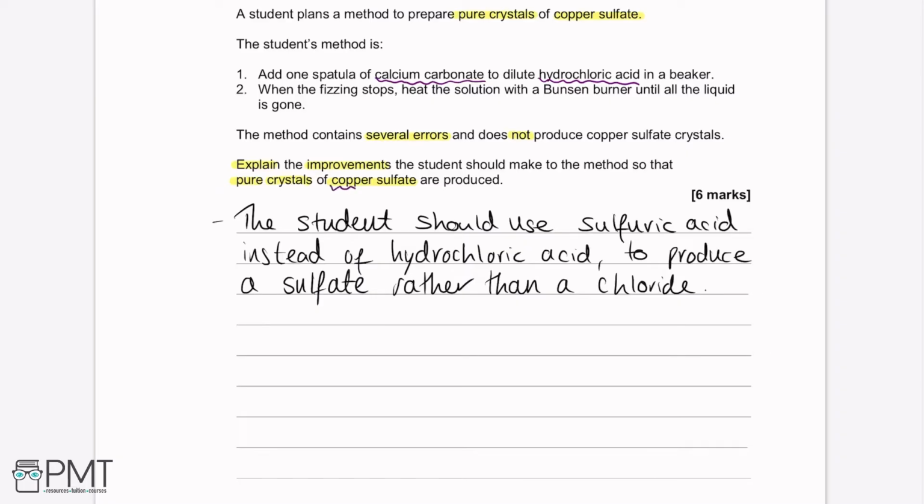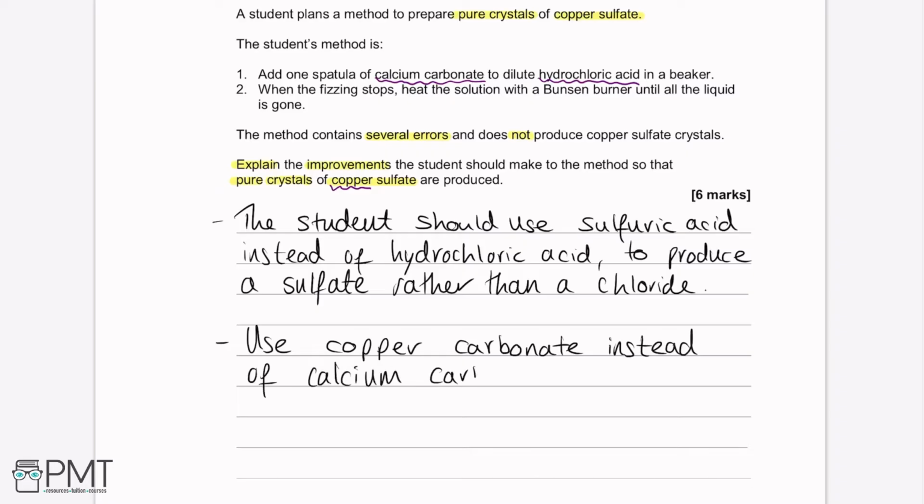Now, the student is also using calcium carbonate solid, but wants to make copper sulfate crystals. So the student should have used copper carbonate instead of calcium carbonate. Looking back now at that same step on the method, the student said to add 1 spatula of calcium carbonate. Well, really, the student should have added that carbonate in excess to ensure that all of the acid fully reacts.